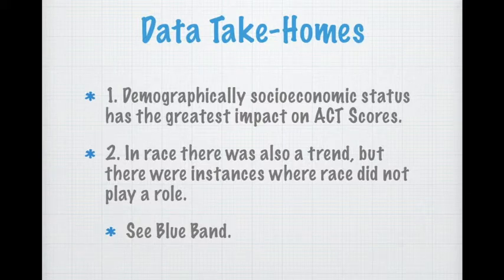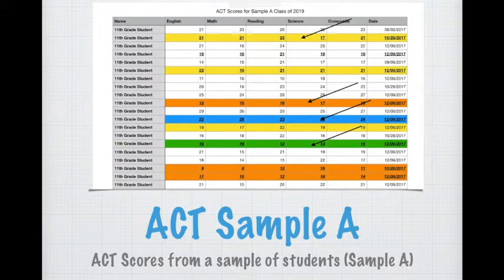First, that demographically, socioeconomic status does have the greatest impact on ACT scores. If you'll go back and look at this graph, race really didn't play much of a factor. Now, granted, once again, small sample size, but the blue band shows that we have one African American student that finished with an exceptionally good score of a 24. And then you also have white students of medium to high socioeconomic status that are scoring relatively low at 16.